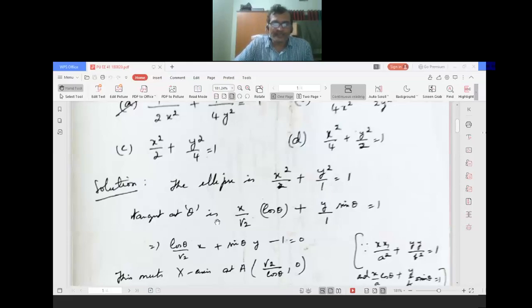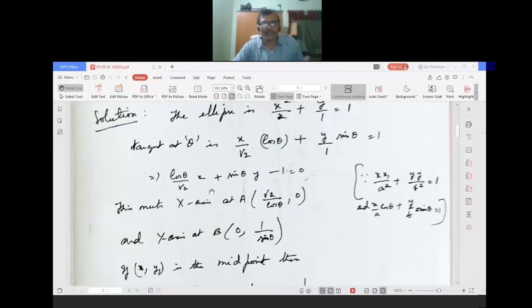So the tangent at theta will be x1, that is cos theta, by a. a squared is 2, so a is root 2. Plus y1, sin theta, divided by b, that is 1, equals 1. Then I write it in the standard form of ax plus by plus c equals 0. You can see here the normal form. You should know the basics, but wherever possible I am going to give it. Here I have given the equation of tangent: xx1 by a squared plus yy1 by b squared equals 1. Here y1 is missing, just correct it. And x by a cos theta plus y by b sin theta equals 1.